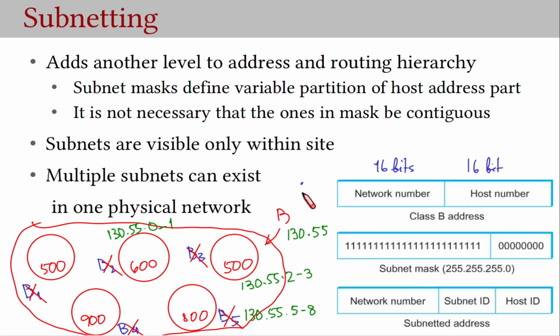From the outside, all of these subnets appear as just one network, right? A network with address 130.55, and therefore it requires just one entry in the routing table. However, for the routers that are inside this network, the subnets must be visible so that they can route packets appropriately, and therefore subnets are visible only from within the site.